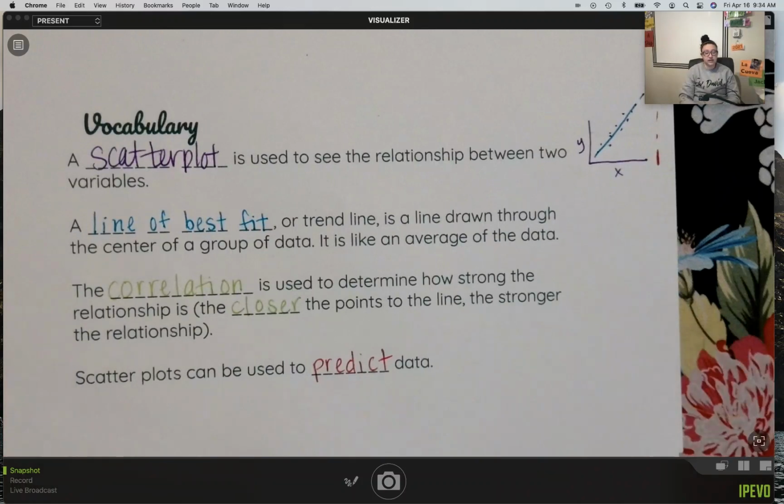So go ahead, pause this video if you need to, get all those vocabulary words written down, and then go ahead and go on to the next slide.